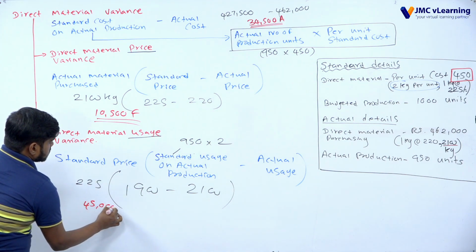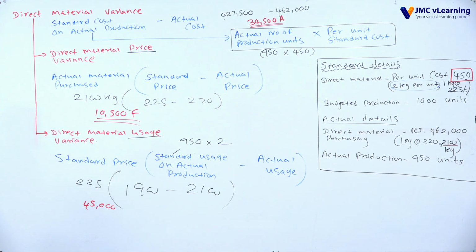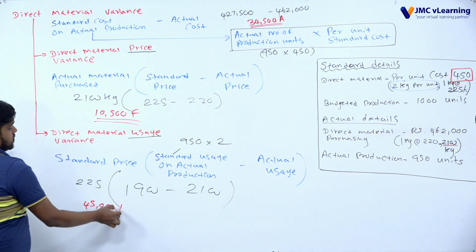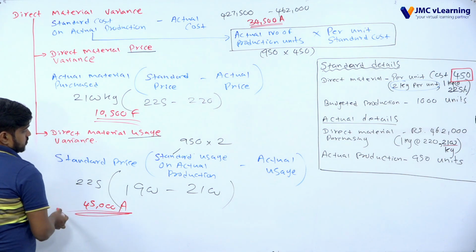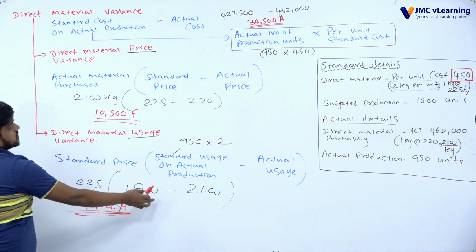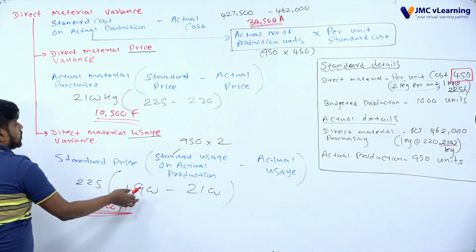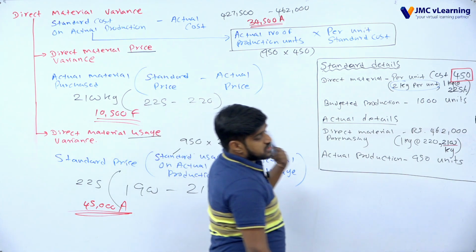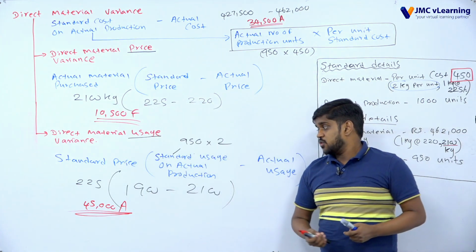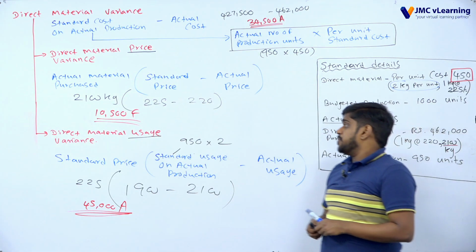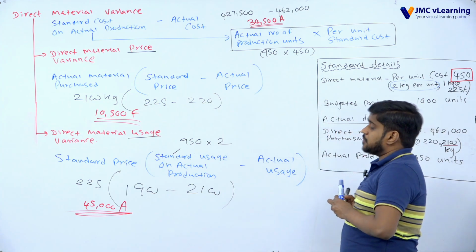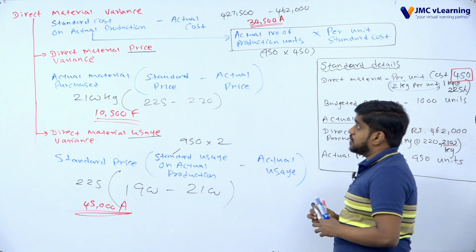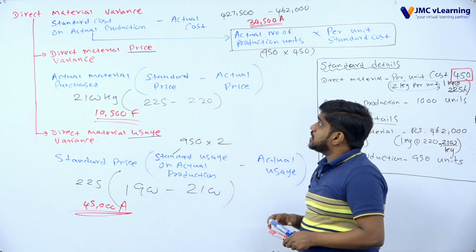This 45,000, is it favorable or adverse for the organization? Definitely this is adverse for the organization. Why? This is our standard usage, that means the standard number of kilogram that we hope to use, but the actual one is higher than this. Therefore definitely this is adverse for the organization. That means this usage of our direct material makes a negative impact on our direct material variance.